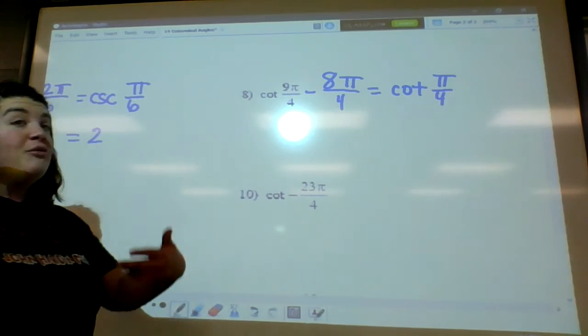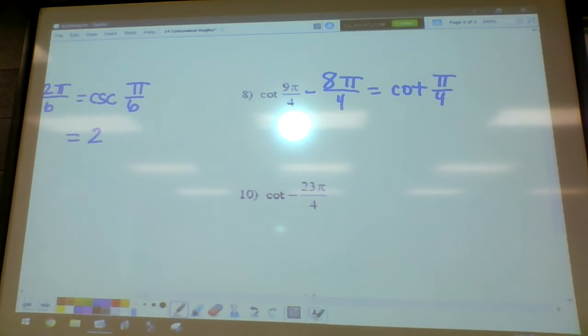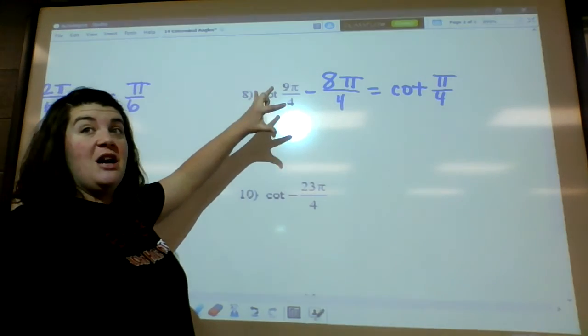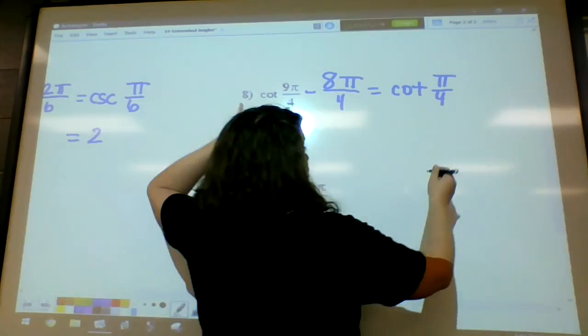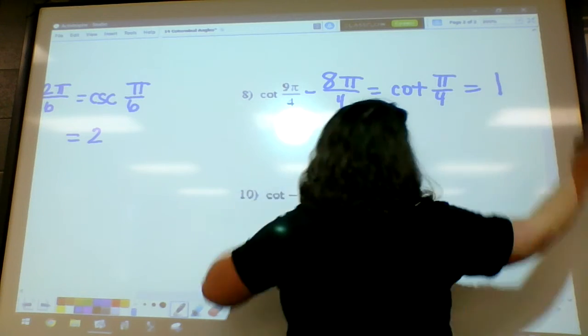And once again, you don't need to reference anything, right? Because pi over 4 is in that first quadrant. Pi over 4, that's where sine and cosine are the same. So any tangent cotangent is equal to 1.